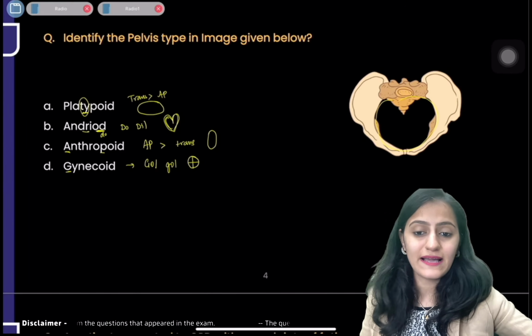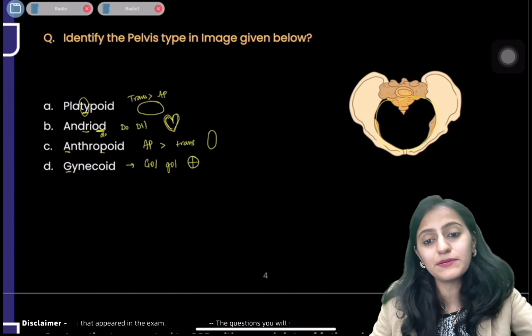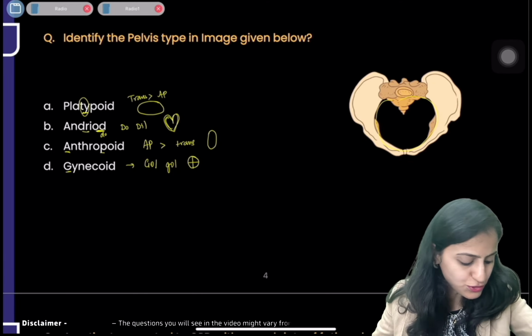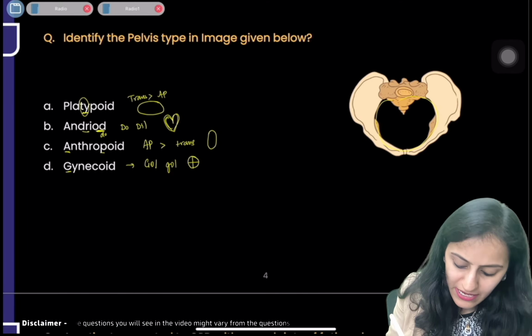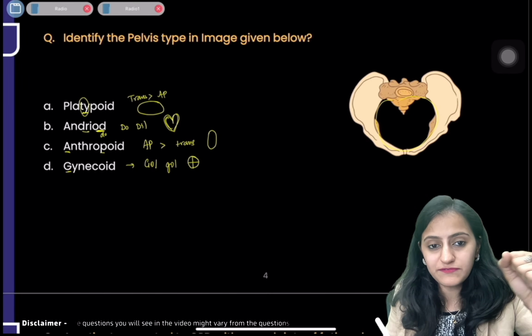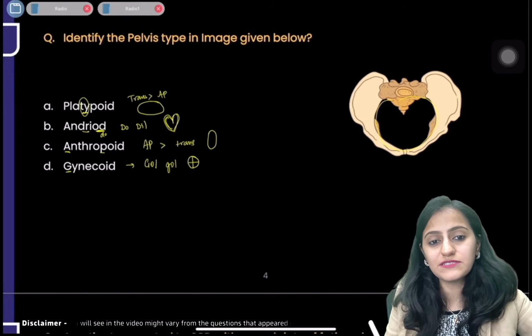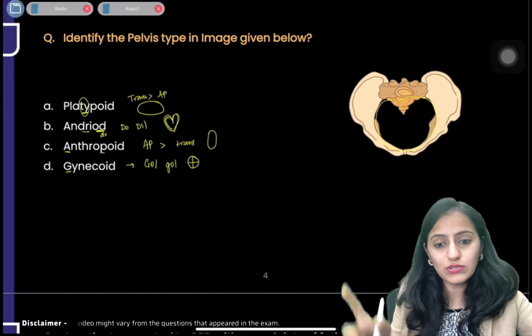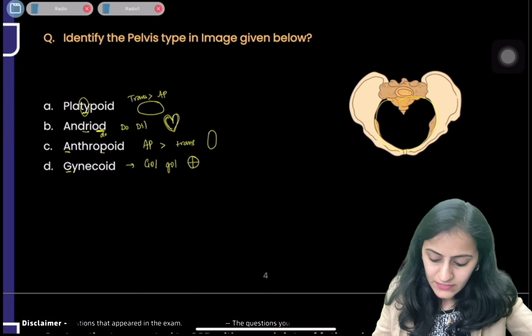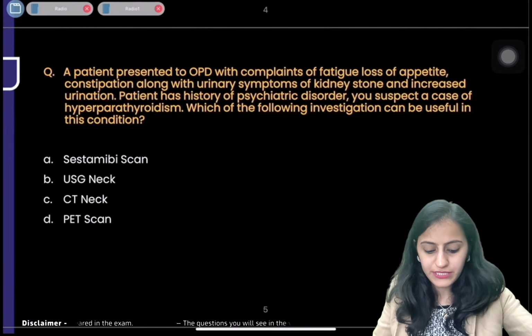Again, as I said, the idea is to help you remember. If at all this question appears in the upcoming exams, you should know how to solve those questions. So remember that round, goal is gynecoid, anthropoid, AP more than transverse, platypoid is transverse more than AP, and android is do dil mil rahe hain, that is like heart shape. Okay, that is heart shape. Going on to the next question here.